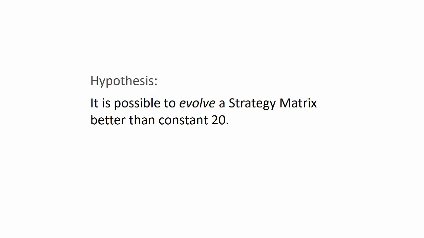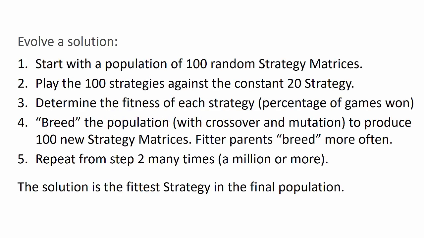I decided to try to evolve a better strategy using a computer simulation. The following steps show how to evolve a strategy better than the constant 20 strategy. These steps use many principles from natural selection. First, start with a population of 100 random strategies. Next, play the 100 strategies against a constant 20 strategy. Determine the fitness of each strategy by the percentage of games that strategy won.